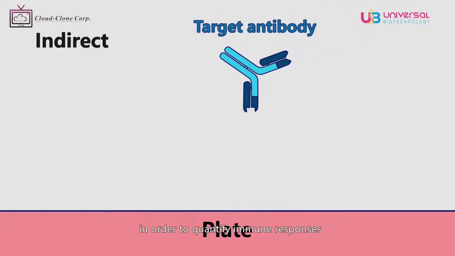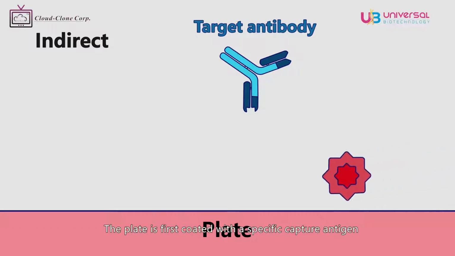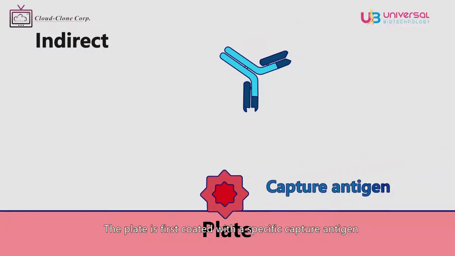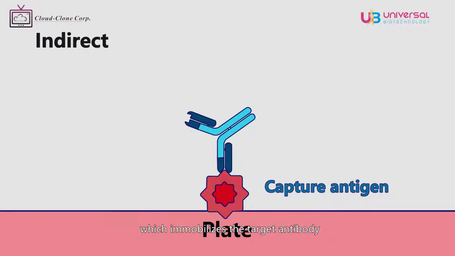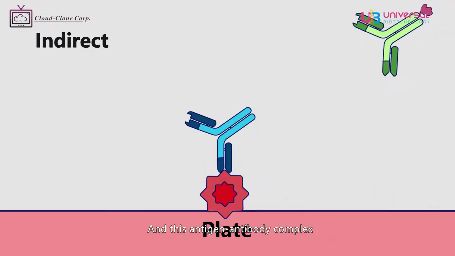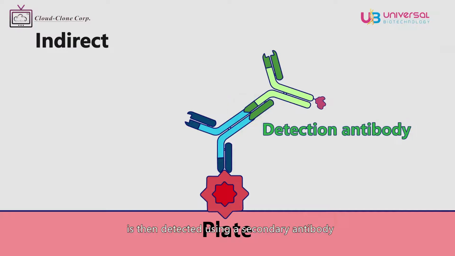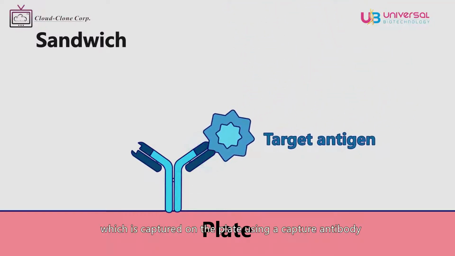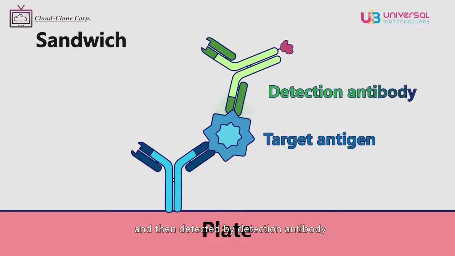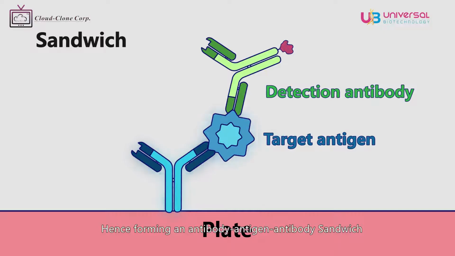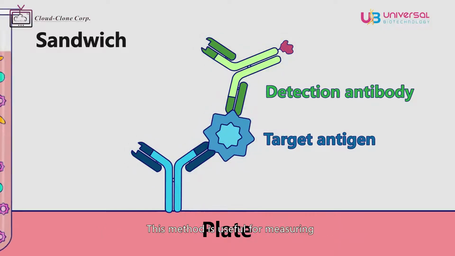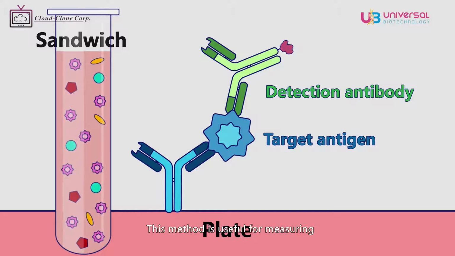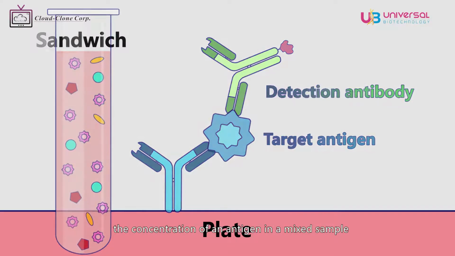In order to quantify immune responses, the plate is first coated with a specific capture antigen, which immobilizes the target antibody, and this antigen-antibody complex is then detected using a secondary antibody. In the case of sandwich ELISA, the target analyte is an antigen, which is captured on the plate using a capture antibody, and then detected by a detection antibody, hence forming an antibody-antigen-antibody sandwich. This method is useful for measuring the concentration of an antigen in a mixed sample.